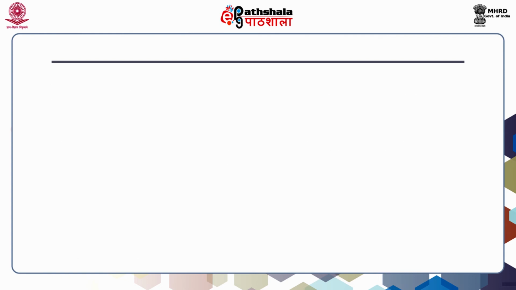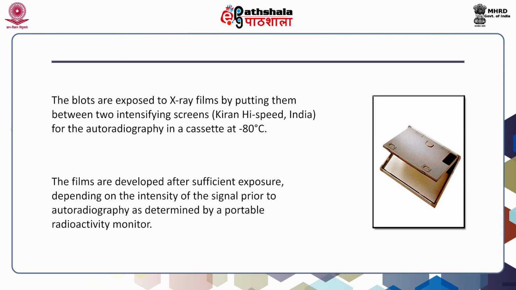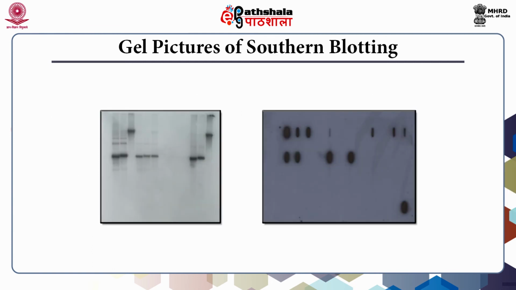Development of the blot. The blots are exposed to X-ray films by putting them between two intensifying screens for autoradiography in a cassette at -80 degrees Celsius. The films are developed after sufficient exposure, depending on the intensity of the signal prior to autoradiography as determined by a portable radioactivity monitor. Now, these are the kind of gel pictures of Southern blotting you will observe after the procedure is over. These are the results obtained after the Southern blotting.